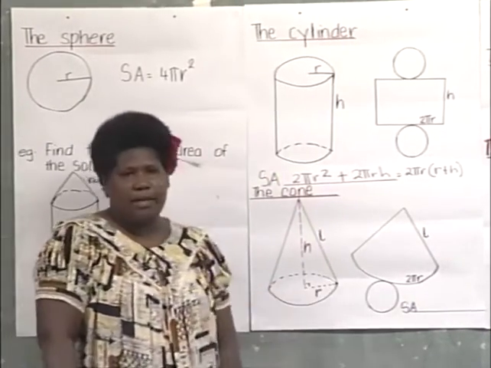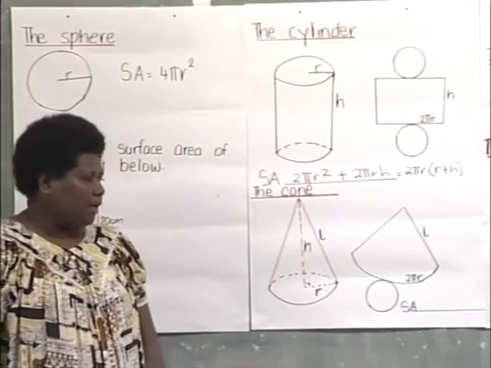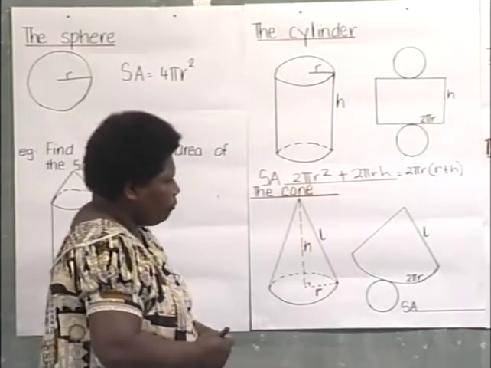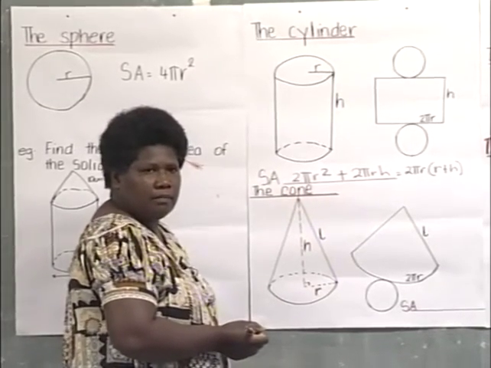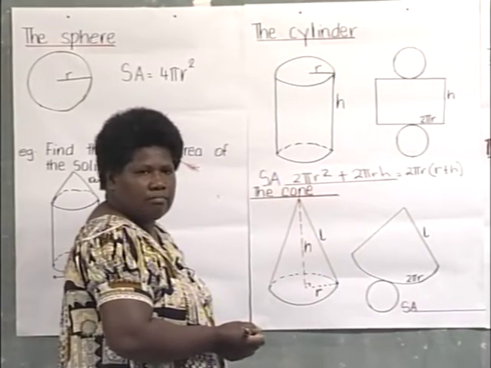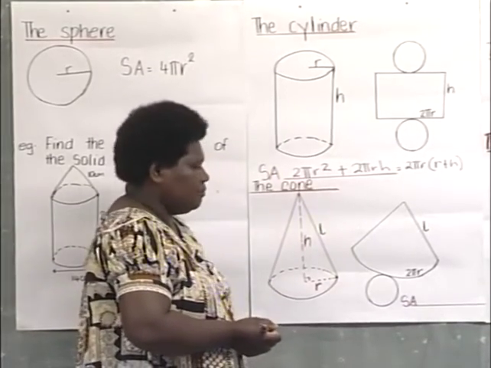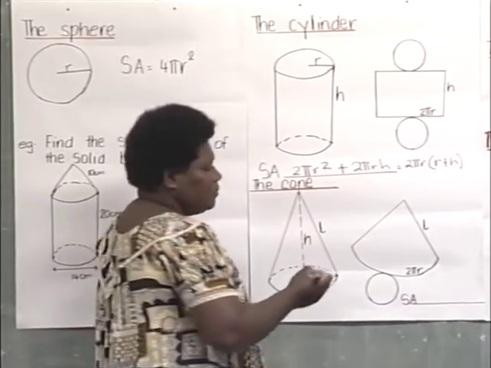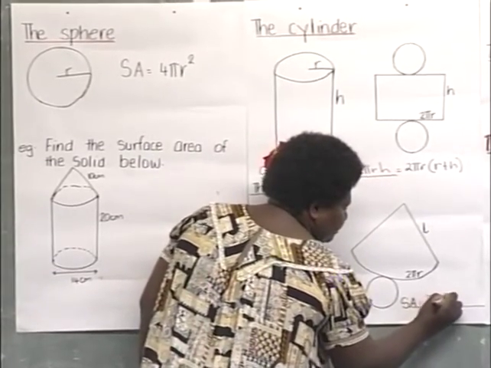Okay, first it's made up of a circular end. So what is the area of the circular end? Esther? Pi r squared. It's just a circle, so pi r squared.